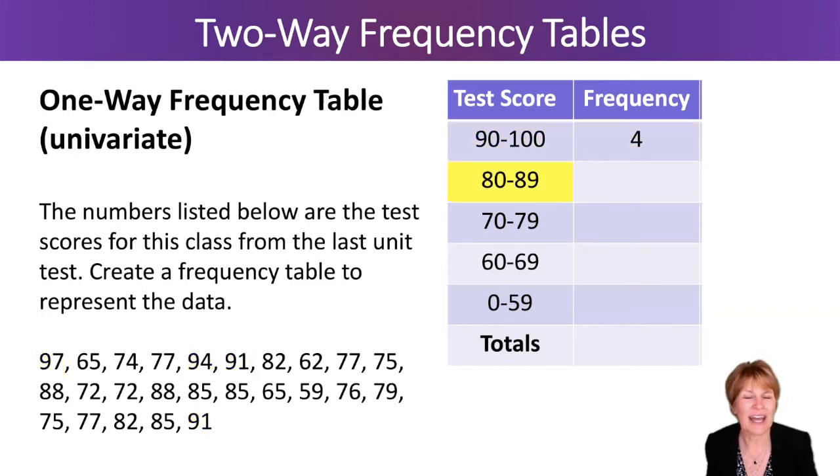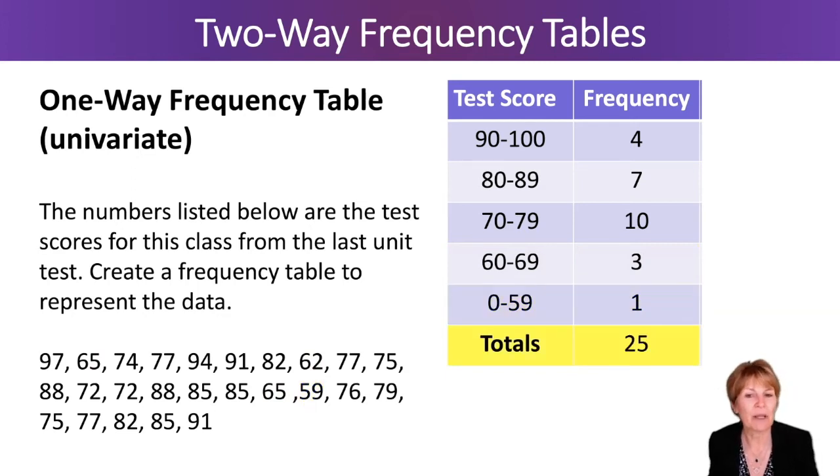So our frequency here is 4. Next, let's look at our scores between 80 and 89. Come over here and count our frequency again. We have 1, 2, 3, 4, 5, 6, 7 scores. So we'll put 7 into our table. And we continue on. 70 to 79, we highlight those values and we see we have 10 scores in that range. Our 60 to 69, we have 3 values. And 0 to 59, we have just 1 score.